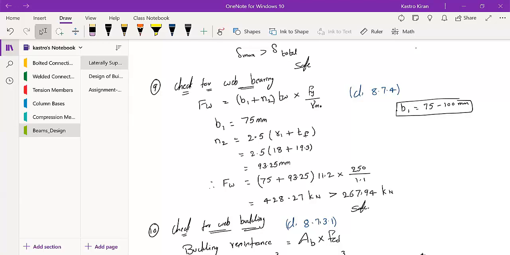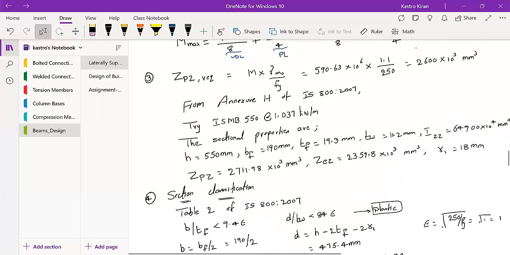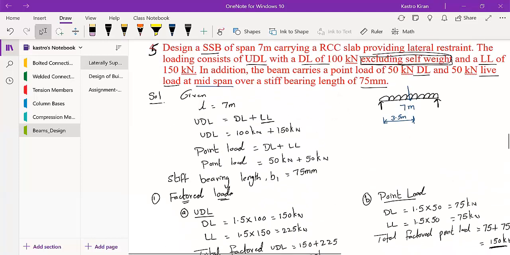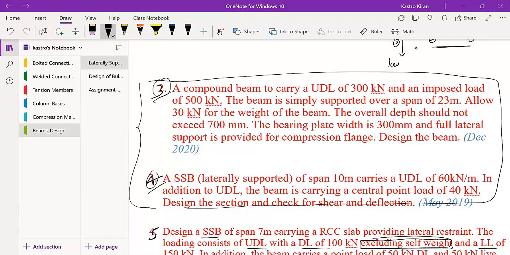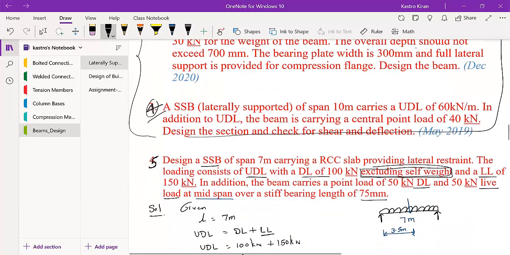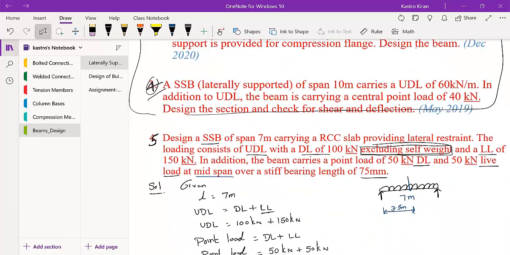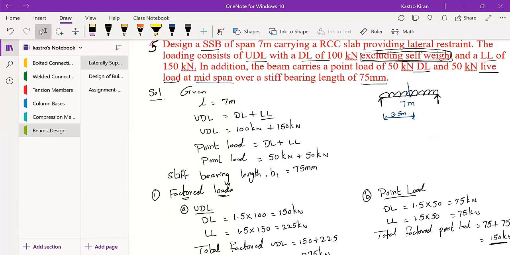Now by using the process which I have solved in this problem, you can solve the third and fourth problems. These two problems can be solved on your own. Just give it a try. If you are not getting it, let me know and I'll clarify where you're stuck. So this is the entire design process of the laterally supported beam when two different loading conditions are provided.